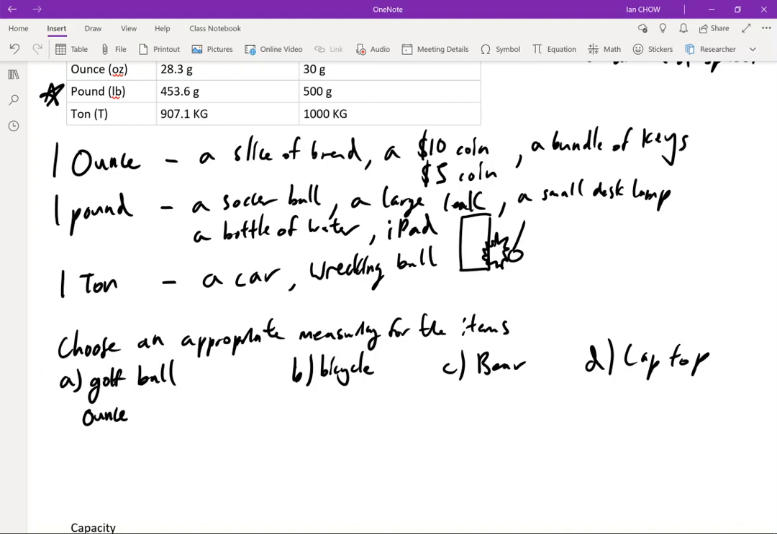And then for a bicycle, is your bicycle going to be measured in ounces? No, I don't think so. It's not that light. Probably the lightest bicycle is a few kilograms. I know carbon fiber and graphene technology make it super light, but it's still not going to be less than a pound. And it's also not going to be as heavy as a ton, because most people can lift up their bicycle with one hand, and nobody can lift up a ton with one hand. So the best measurement for a bicycle would be the pound.